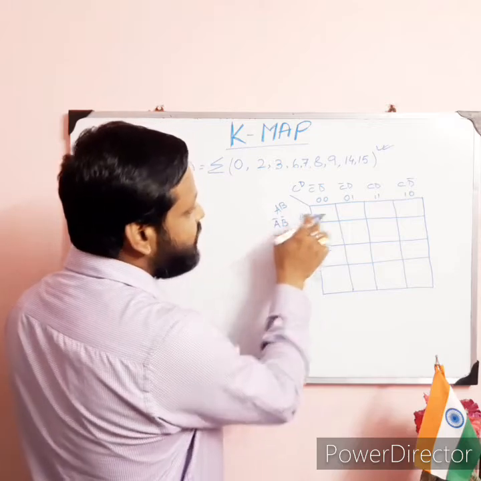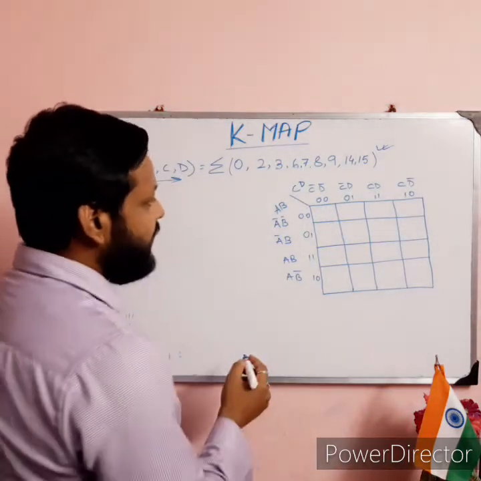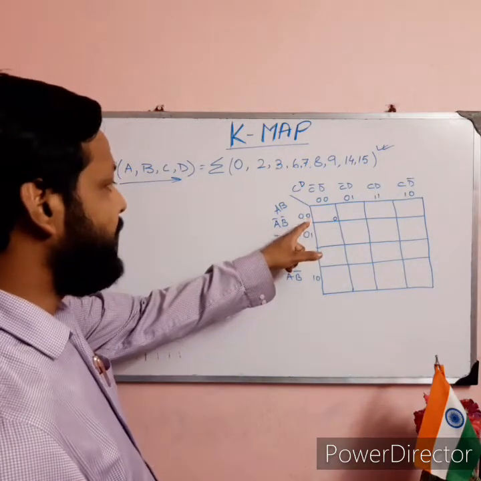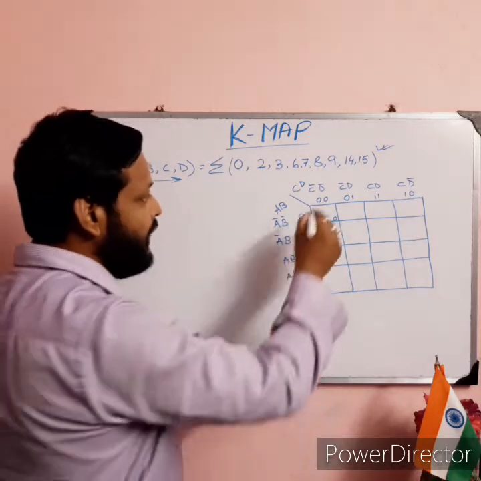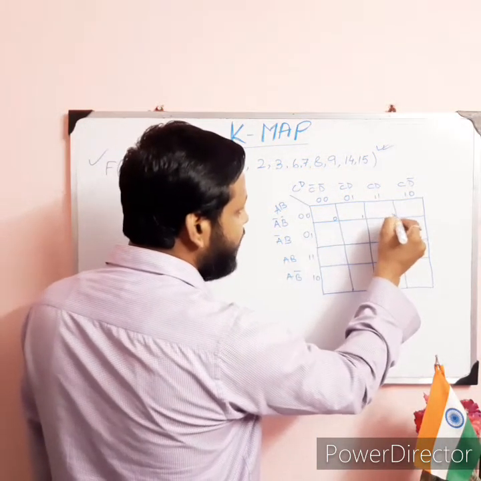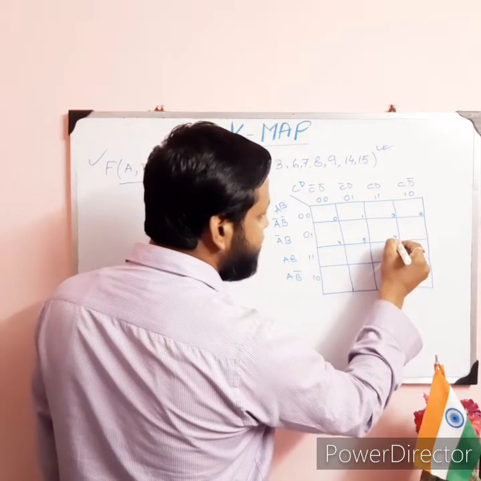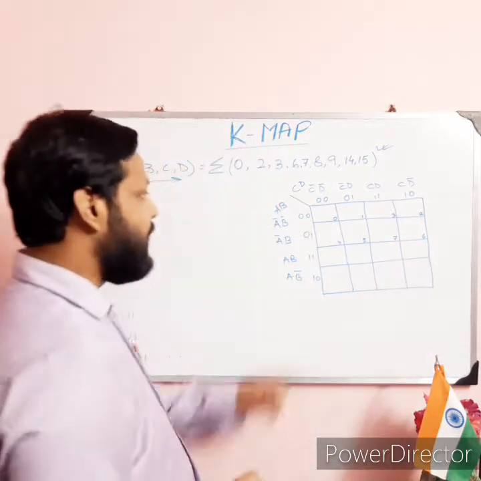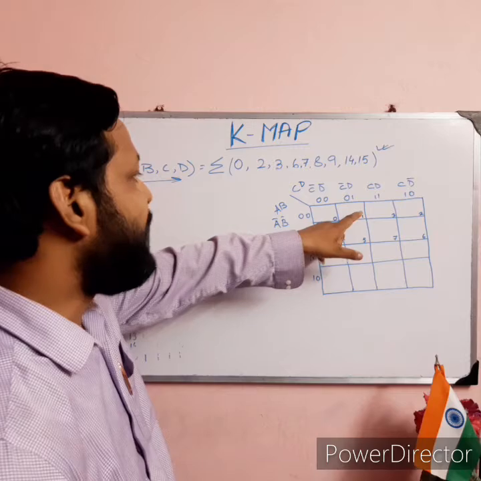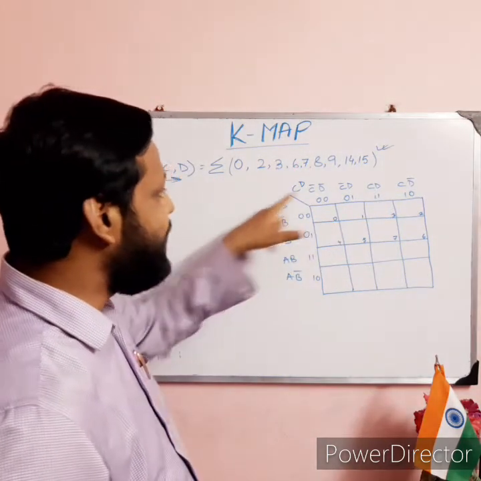So if I want to identify the first box, what is it? It is 0. Why is it 0? Because here A is 0, B is 0, C is 0, D is 0. This box's identification is 1, this one is 3, this one is 2, this one is 4, 5, 7, 6. Let me explain why it is 0, 1, 3, 2, 4, 5, 7, 6.